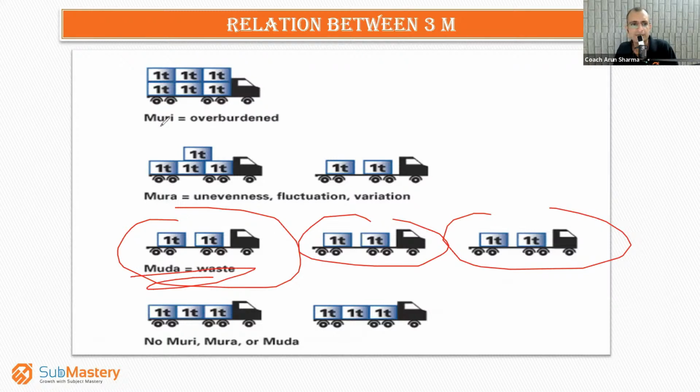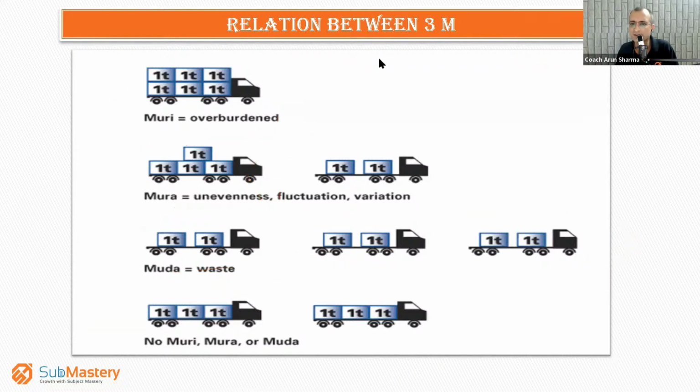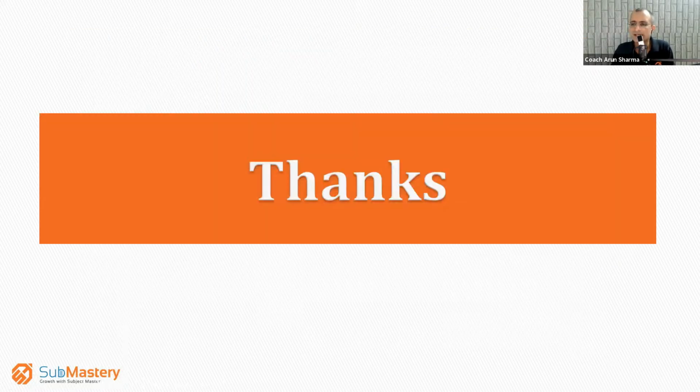And what is this Muri? Strain, or burden, and you have seen the truck. What happened to the truck? This is very common on the road. And what is this Mura? Unevenness, a lot of fluctuation. That's the example of it. And here there is no Mura. That is what you want. Okay, great. So that is the concept of the 3M: Muda, Muri, and Mura. I hope you got the understanding of this requirement, right?